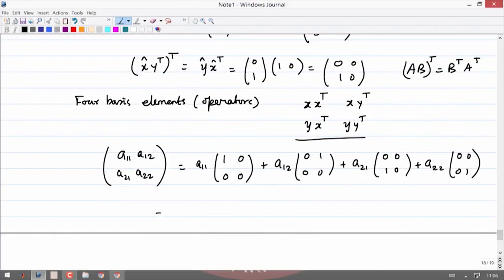So, now you can see that this is nothing other than A11 x x of t plus A12 x y of t plus A21 y x of t plus A22 y y of t. So, this is also known as the resolution of an operator in terms of basis operators.